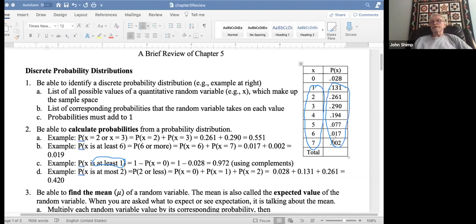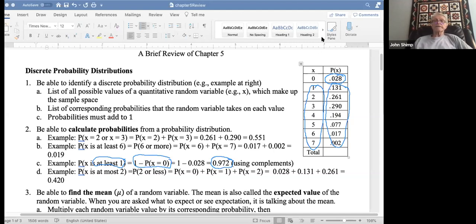But it's easier, instead of adding up every one of the probabilities except for the one up here, we could just look at this and subtract it from 1. So the probability of at least 1 is 1 minus the probability of 0, which in this case is 1 minus 0.028, which turns out to be 0.972. Okay?